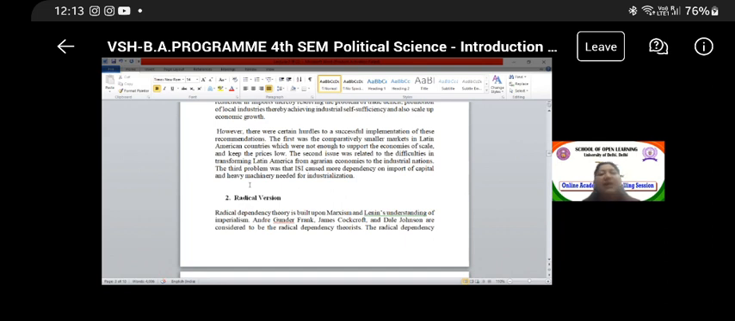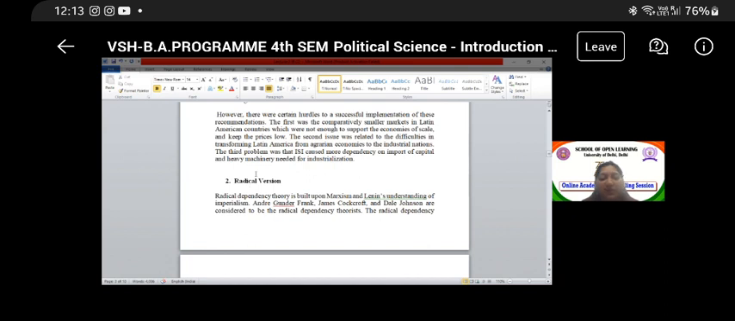The third problem is that the ISI caused more dependency on import of capital and heavy machinery, which is needed for industrialization. See, these countries, the Latin American countries, Asian countries, and African countries, at that point of time, we are talking about the era of the 50s and 60s, were still developing. They were not completely industrialized, not as advanced in technology as the core countries of the global north. So that is why implementing all this would have been a difficulty.